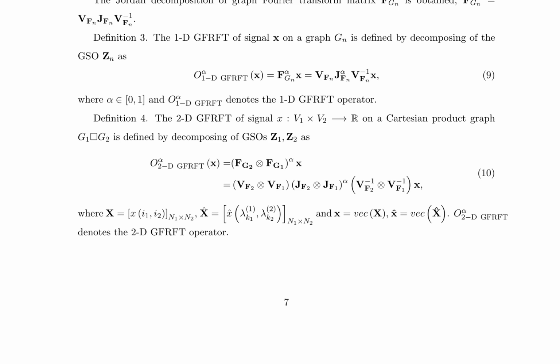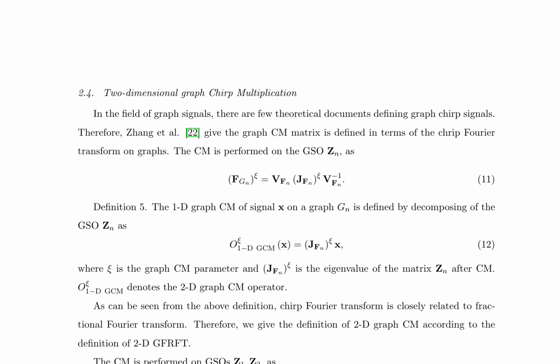The 2D graph fractional Fourier transform is defined by decomposing the graph shift operators Z1, Z2 as O^α_2DGFRFT x = (F_G2 ⊗ F_G1)^α x, where alpha is the fractional Fourier transform parameter. The 2D graph fractional Fourier transform operator is denoted as O^α_2DGFRFT.